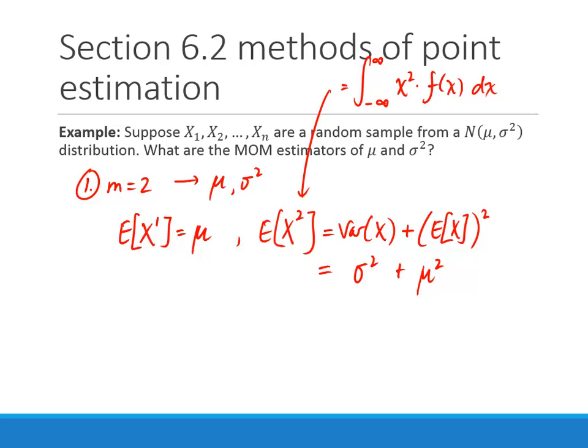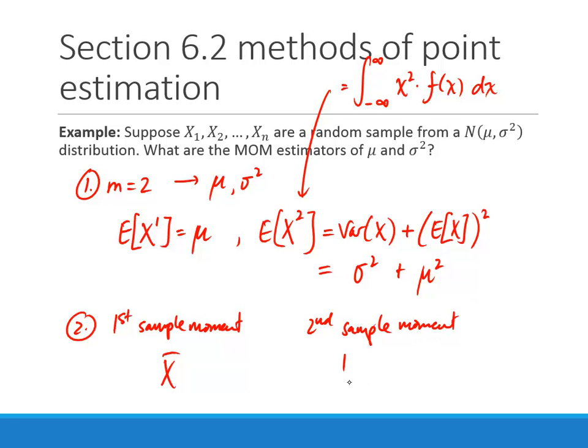Okay, so now let's write down what our first two sample moments are. The first sample moment, again, that's just x bar as always. The second sample moment is 1 over n times the sum, an average of the squared observations. We don't have an abbreviation for that, so we'll just leave that as it is.